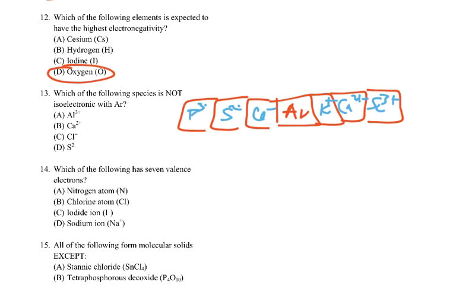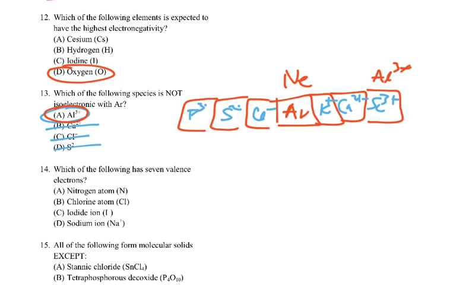Okay, those are the ones that are isoelectronic. Who is not isoelectronic? Well, we eliminated that one, and that one. It is aluminum. Aluminum turns out is isoelectronic with neon. It would be right here, Al3+. 13 electrons, loses 3, so it has 10, just like neon. So our aluminum is the answer.